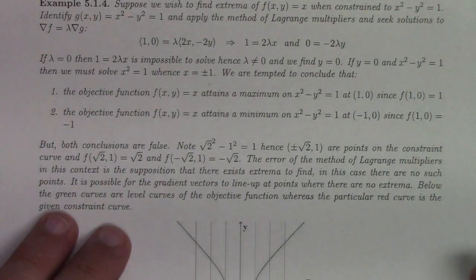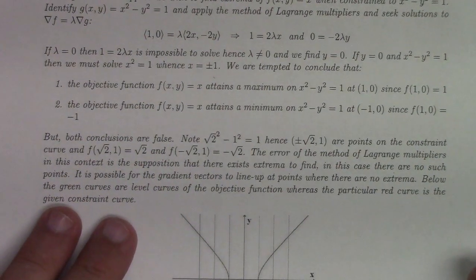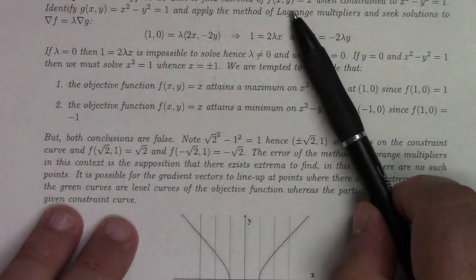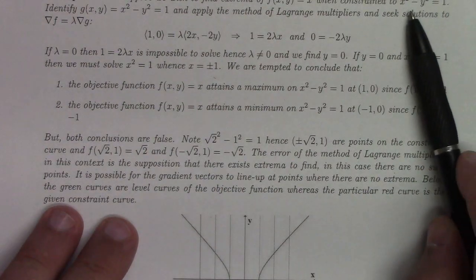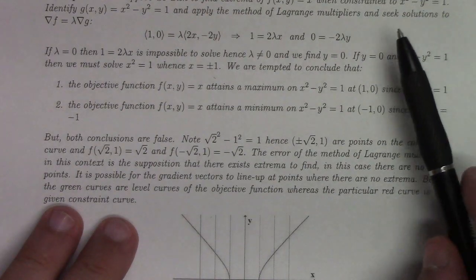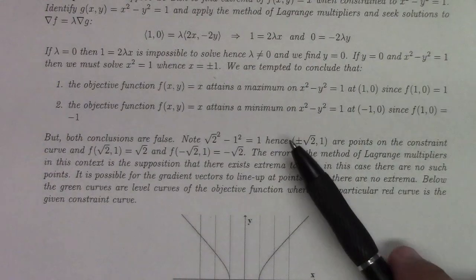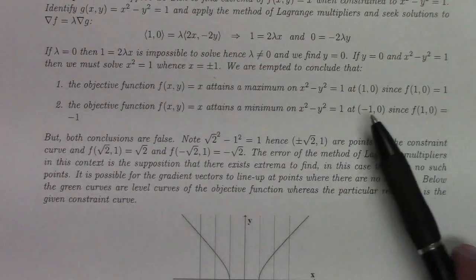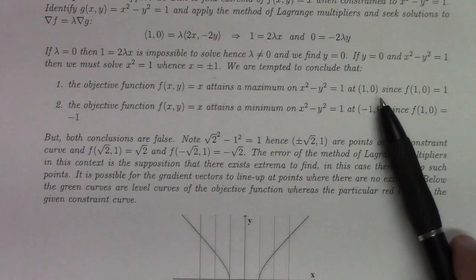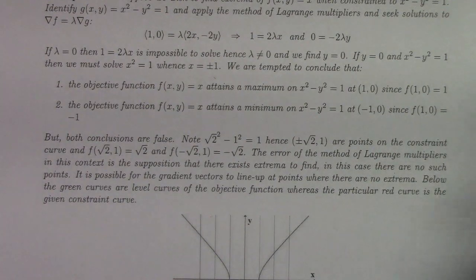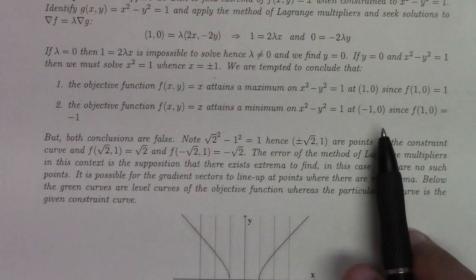Great. Here's one where it's actually misleading. Find the extrema of f of x, y equal to x again, this time constrained to the hyperbola x squared minus y squared equals 1. So you apply the method of Lagrange multipliers, you go through the algebra, and the algebra suggests to you that either (1, 0) or (minus 1, 0) are potential min-maxes.